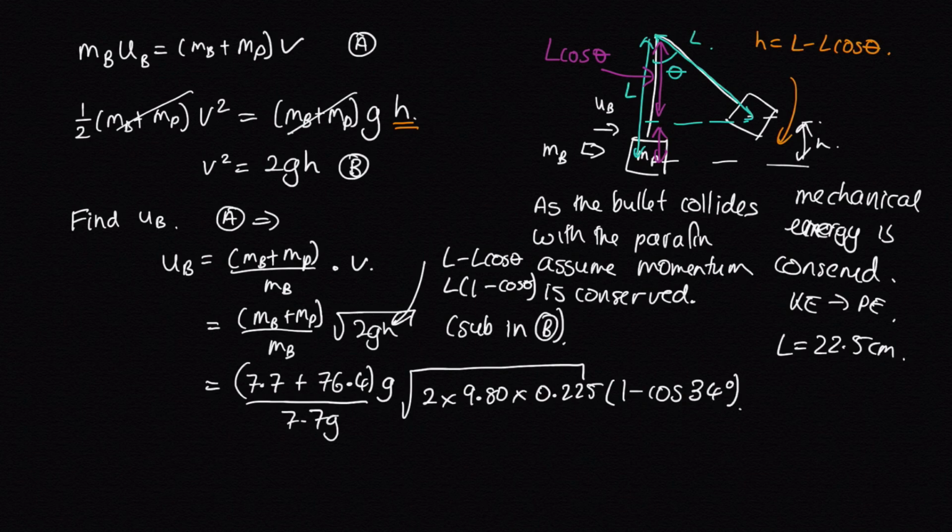So we can substitute this into the calculator, and we end up with 9.48 meters per second. We should just give it to 2 significant figures because a lot of the data was only measured to 2 significant figures. So this is 9.5 meters per second as the initial speed of the bullet as it embedded itself in the paraffin.